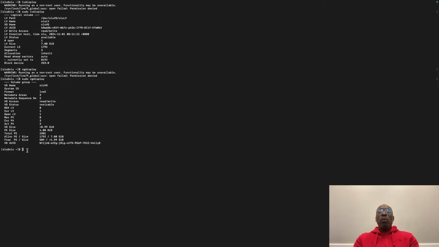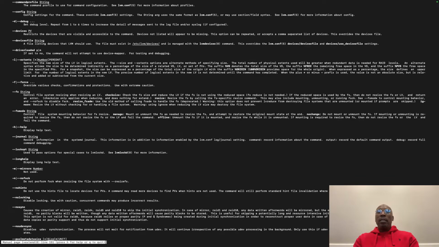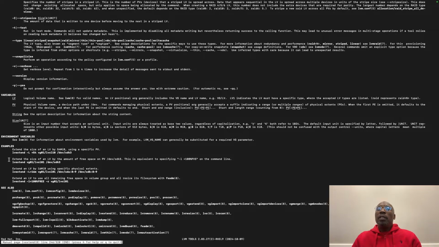So let's go see what options lvextend gives us. As usual, I don't have these things memorized, so I'll go to the manual page for lvextend, logical volume extend. And we could just go to the examples. So the first option is extend the size of a logical volume by 54 MiB using a specific physical volume. So lvextend with a big L, that means use the exact size.